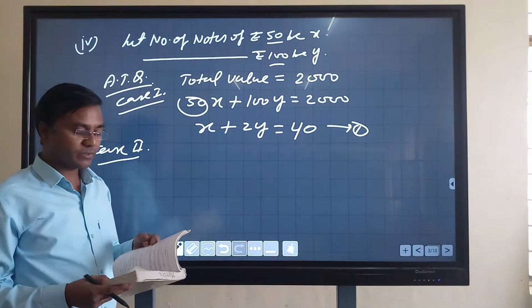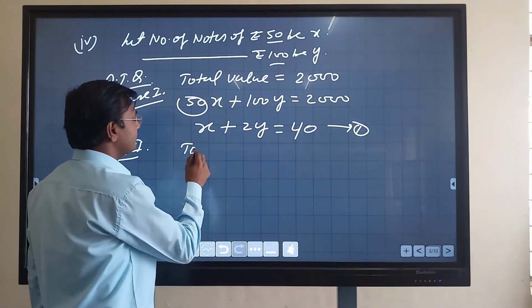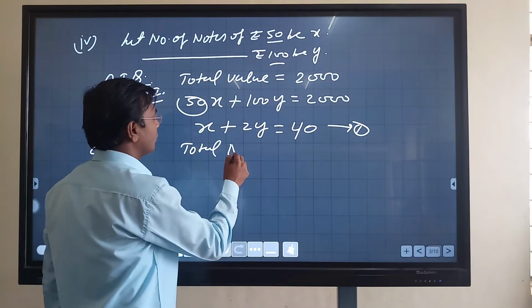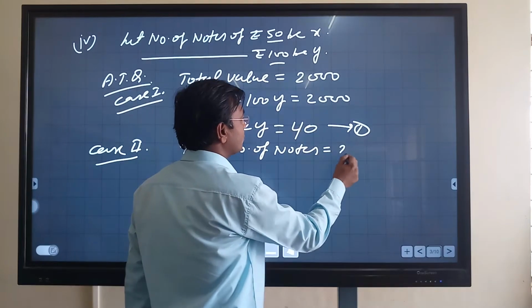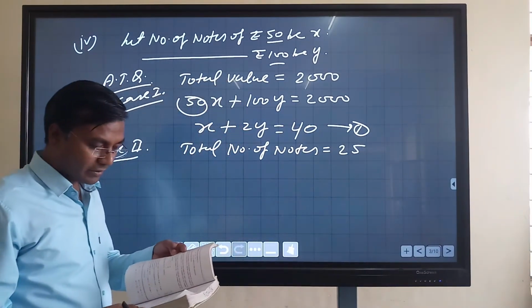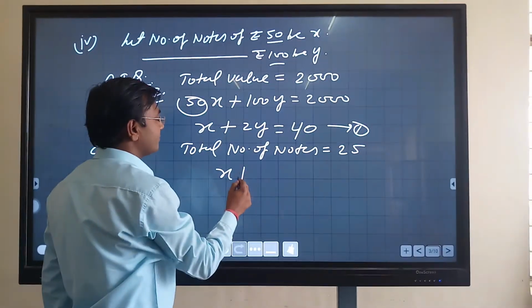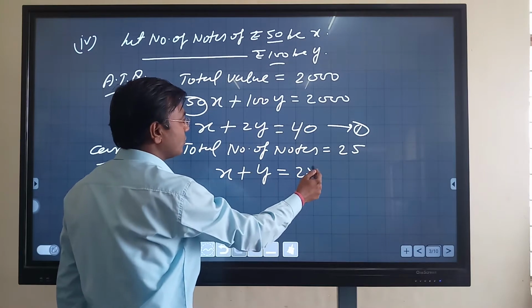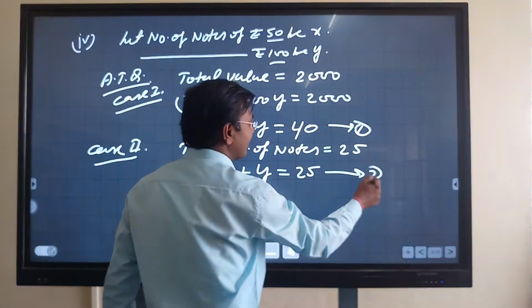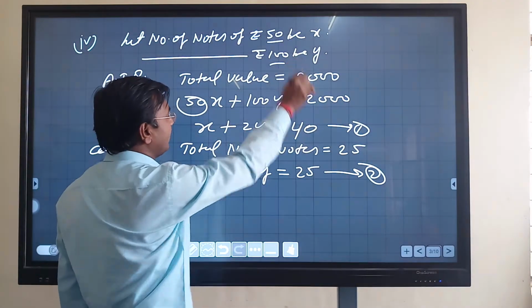Meena got 25 notes in all. So the total number of notes equals 25. The 50 rupees note count is x plus the 100 rupees note count y, that is x plus y equals 25. Equation number 2. So we have to find the values of x and y.